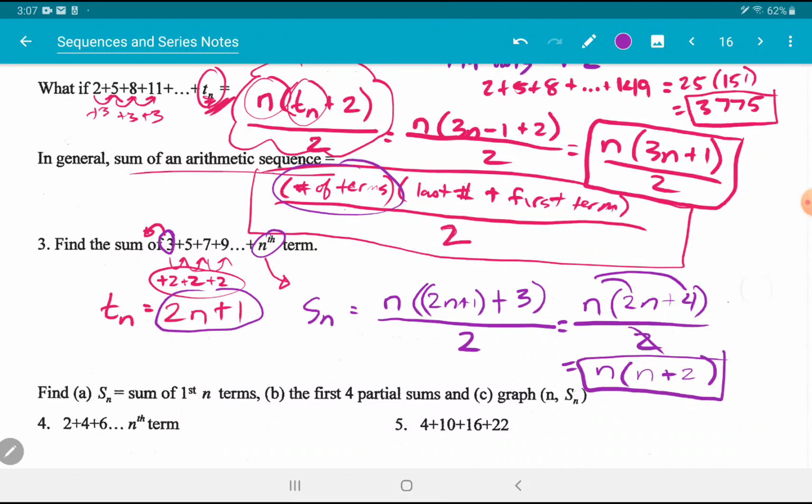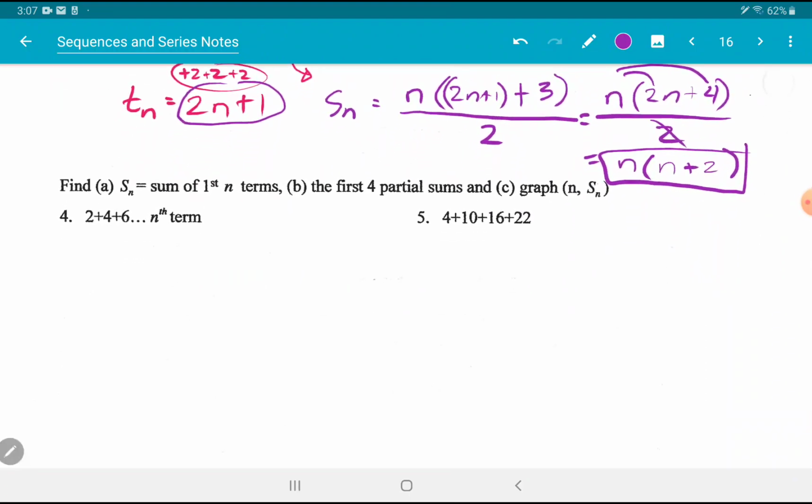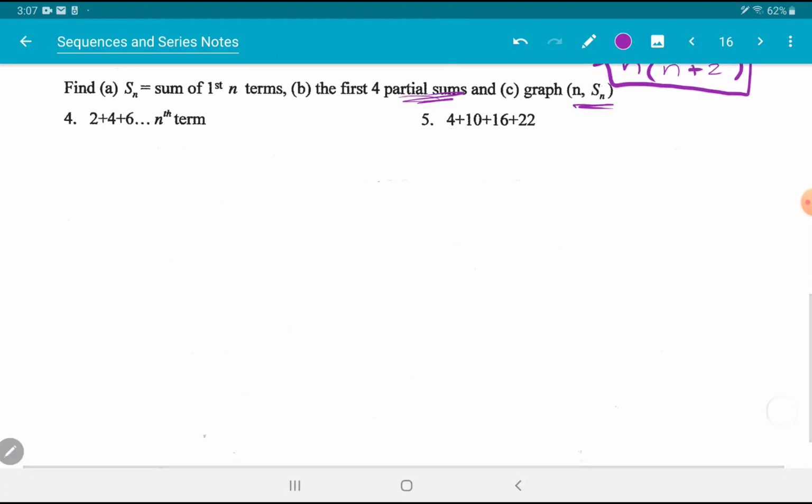All right. Let's go on to the next problem. Find S sub n, the sum of the first n terms, and also find the first 4 partial sums, and then we're going to graph each of those. So number 4, 2 plus 4 plus 6 all the way to the nth term. Well, this is arithmetic, right? We see that it is adding 2 every time. So if we find that nth term, we know the common difference is 2 times n.